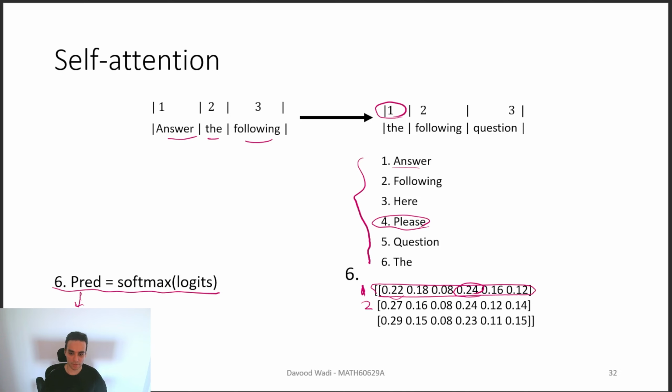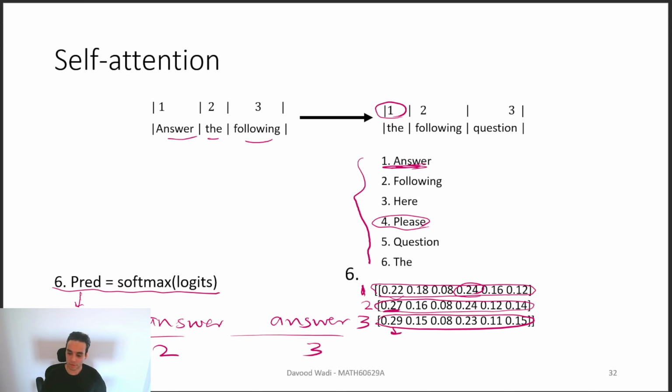This is the first word. The second word would be the maximum of this vector, which is the first index, which is "answer". Please answer. And for the third word in the output, it would be the maximum of this row, the third word, which is also the first index, "answer". Of course, we have not trained this model, so "please answer answer" doesn't make sense. We have to use cross entropy loss to update the weights in our model and make the prediction closer to the following question.